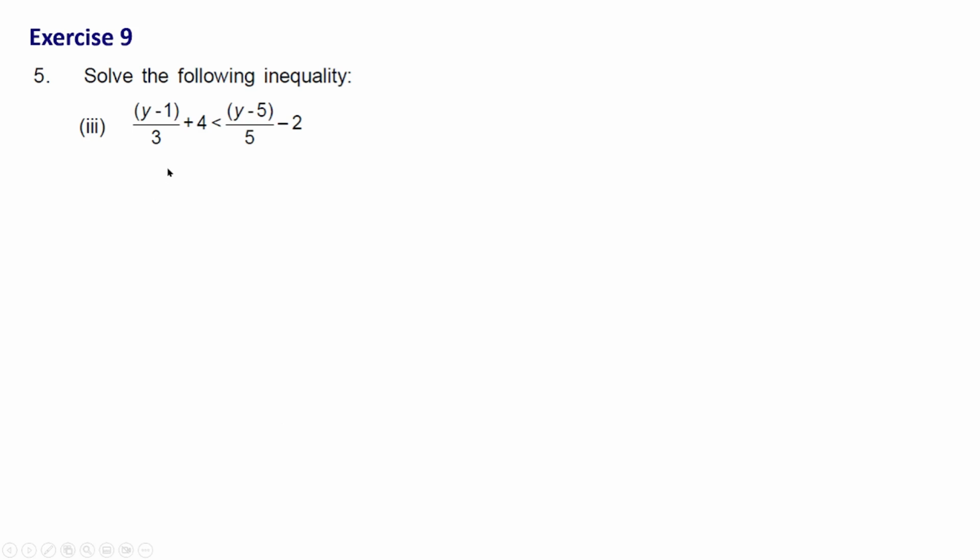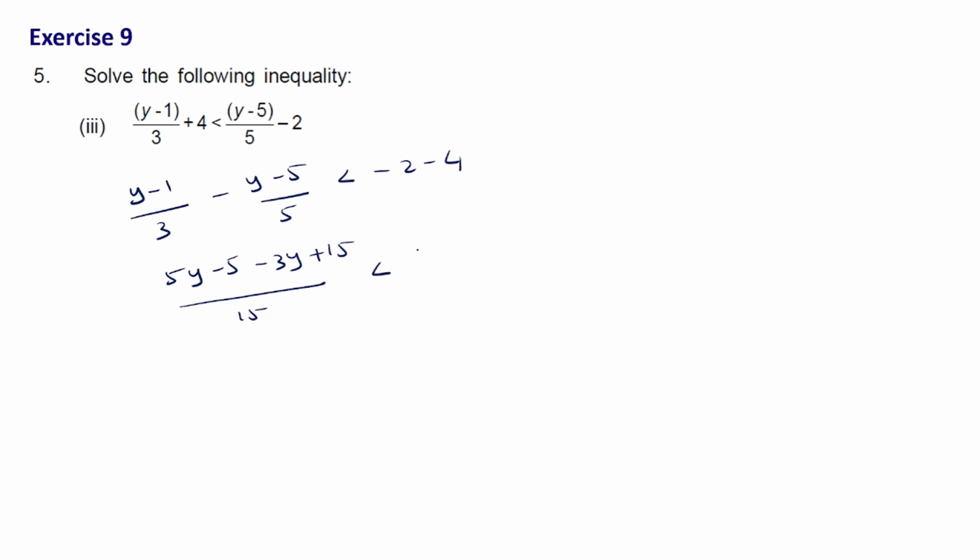Next question, (y - 1)/3 + 4 < (y - 5)/5 - 2. So here let us collect all the terms with y on one side and the constant term on the other side. So we get (y - 1)/3 - (y - 5)/5 < -2 - 4. So here LCM is 15. Here we have (5y - 5 - 3y + 15)/15 < -6.